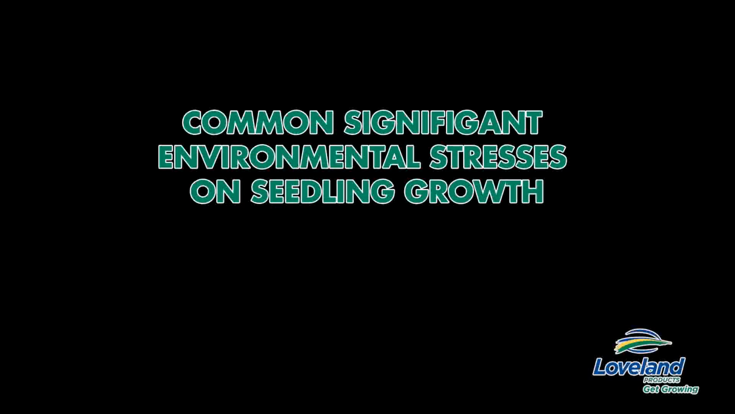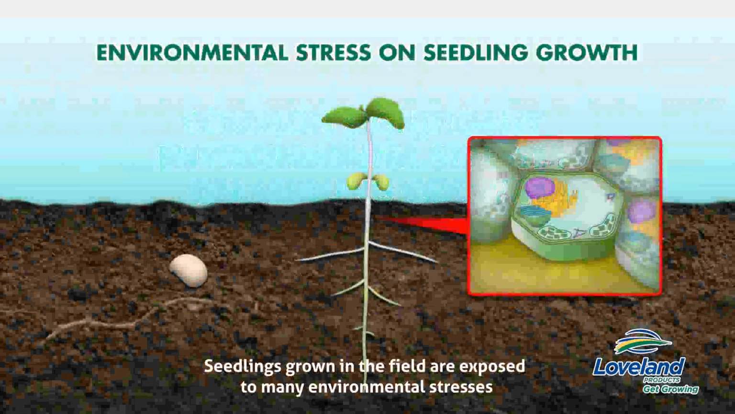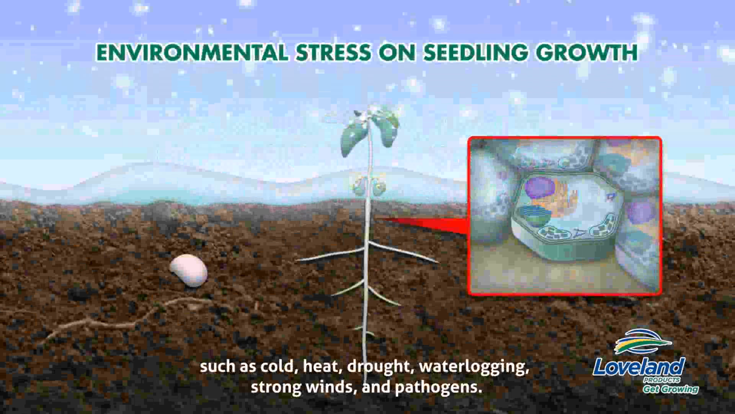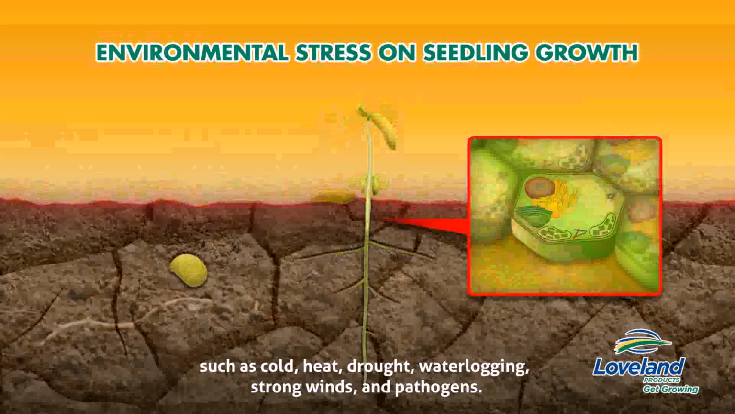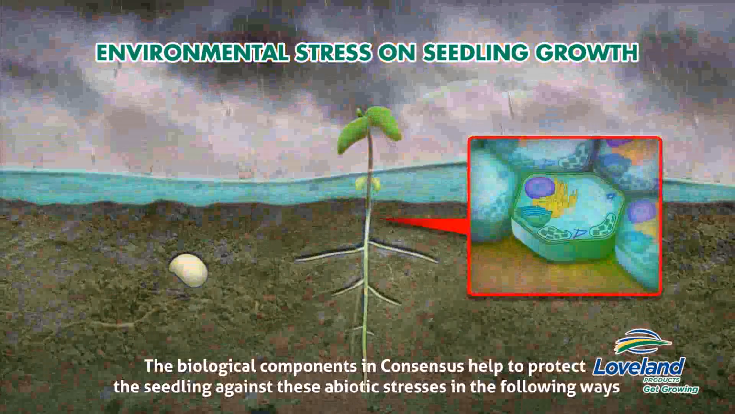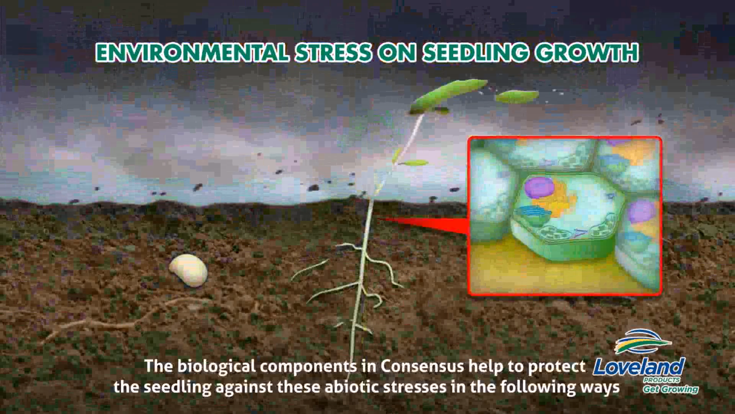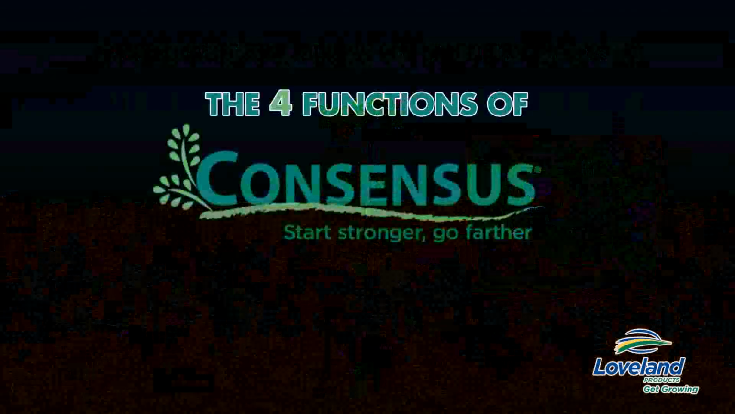Common significant environmental stresses on seedling growth. Seedlings grown in the field are exposed to many environmental stresses, such as cold, heat, drought, waterlogging, strong winds, and pathogens. The biological components in Consensus help to protect the seedling against these abiotic stresses in the following ways. 4 functions of Consensus.